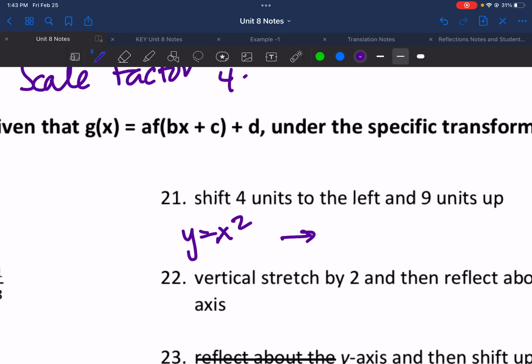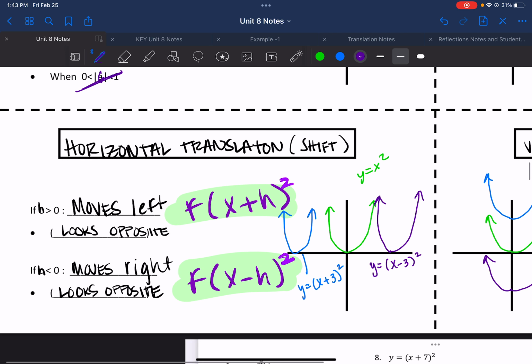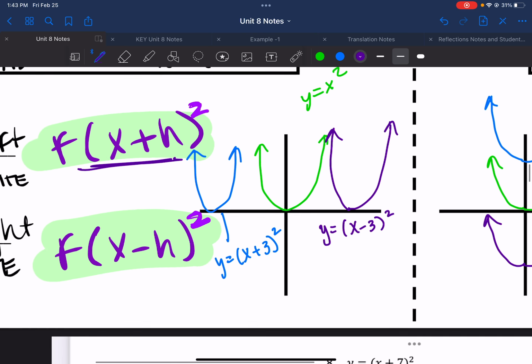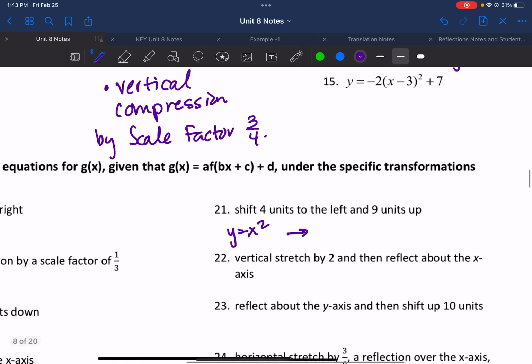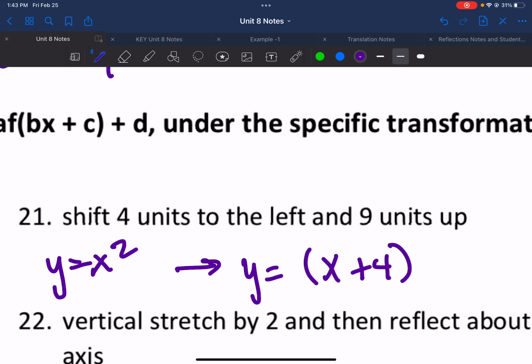So we know that 4 units to the left, what does that look like? Go back to my cheat sheet. If I'm moving left, it has to look something like this, right? Where I'm adding or subtracting inside, but because I'm moving left, I actually have to add whatever value they give me. What does it say? Moving 4 units left, so then I'm gonna do y equals, parentheses, x plus 4, squared.